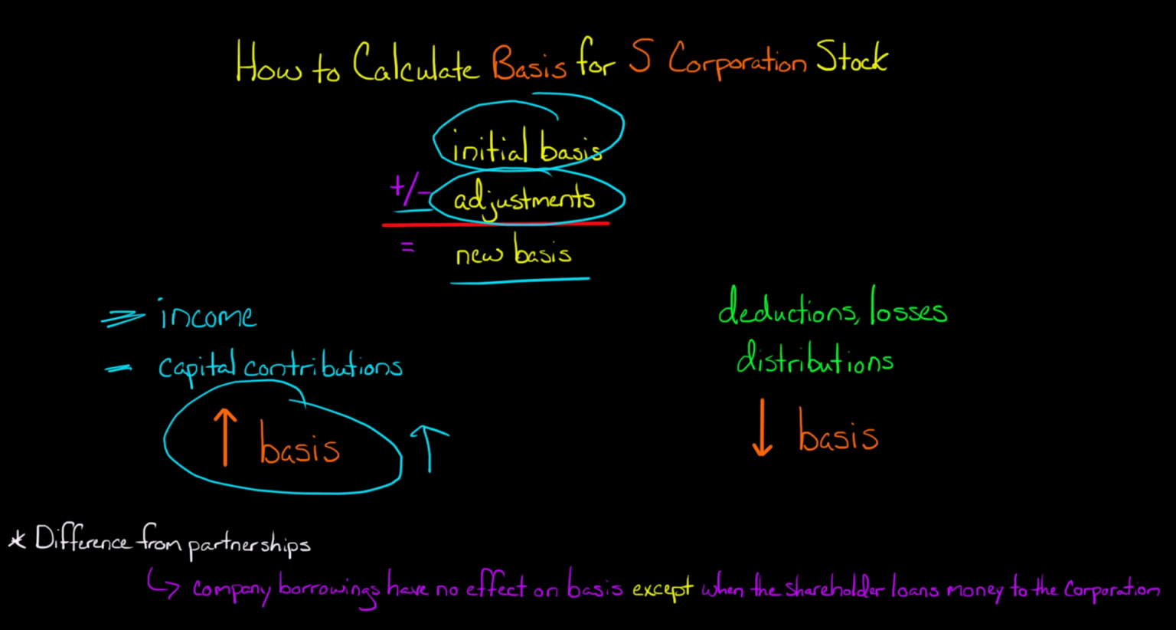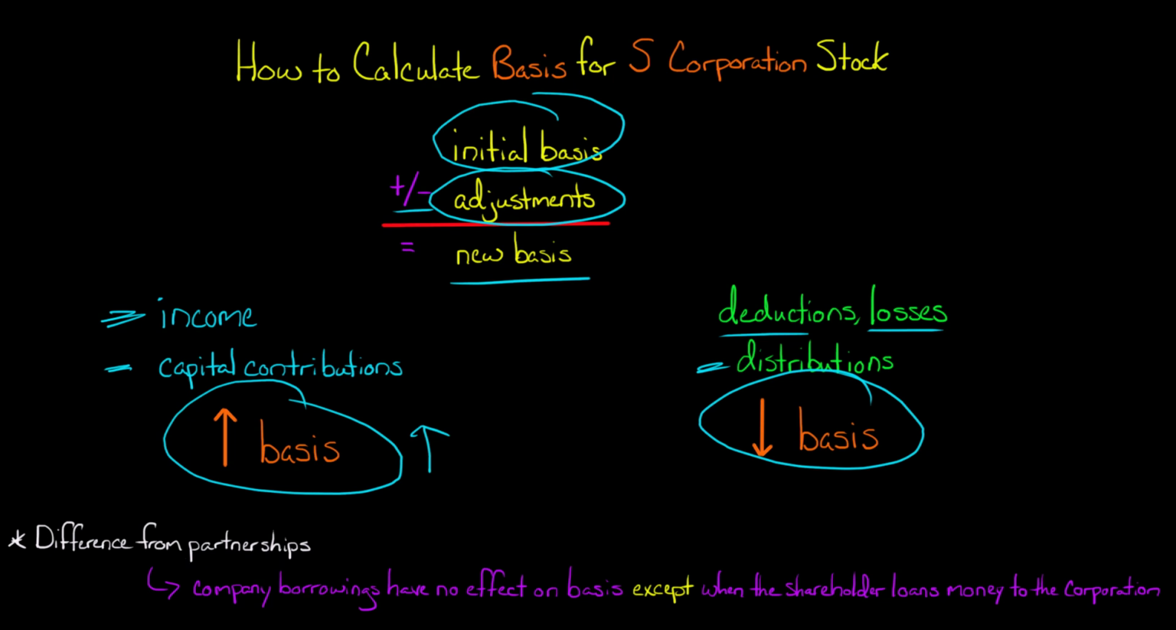Now, the things that are going to decrease the shareholder's basis are going to be the shareholder's pro rata share of any deductions or losses, and any distributions that are made by the S corporation to that shareholder. Okay, so we'll discuss those specifics in a minute, but first I want to note a key difference between S corps and partnerships as it pertains to basis.